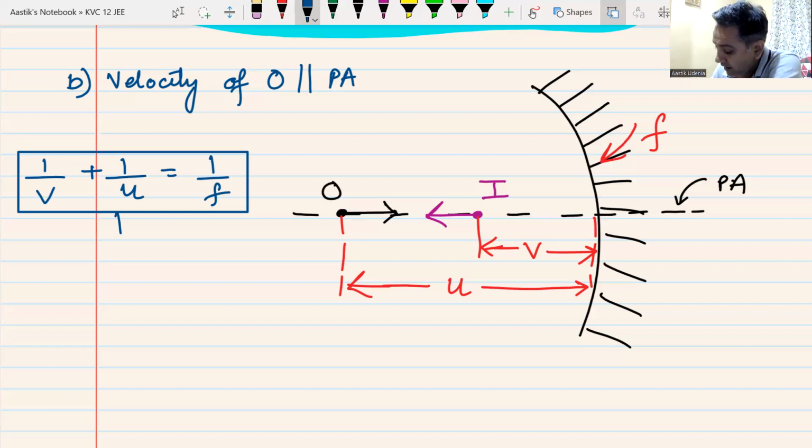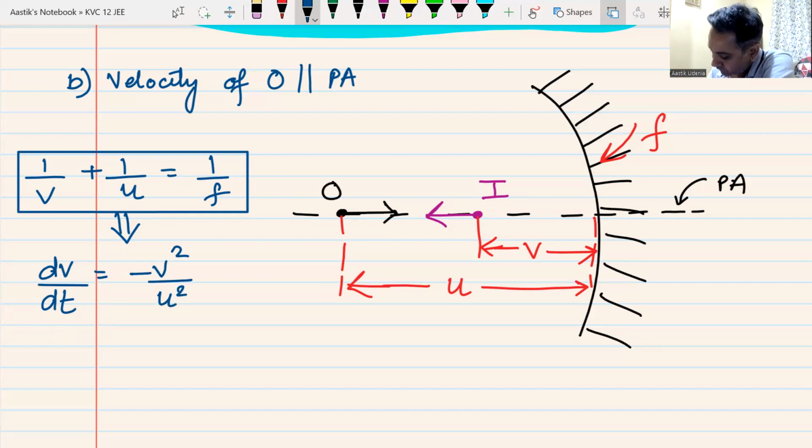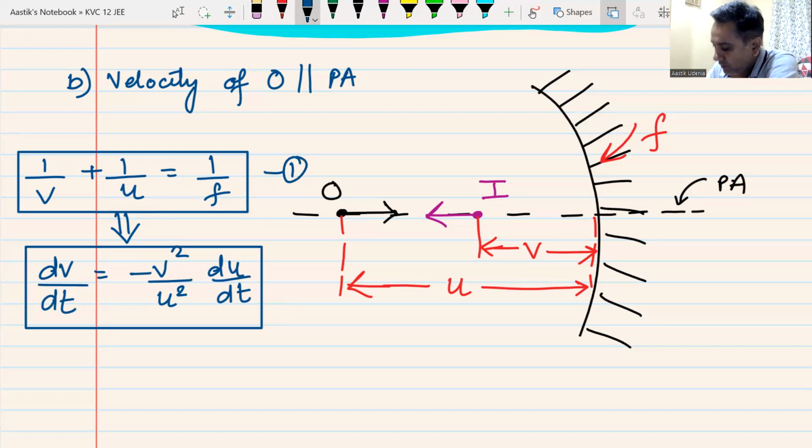If you remember this formula, I am going to differentiate it once, and I'll not go into the derivative part because that is class of maths and we are not into maths. What I will get is an equation like this: dv by dt equals minus v square by u square into du by dt. It is achieved by differentiating equation number 1. Derivative part you can do in the class of differentiation, and I hope you have done this.